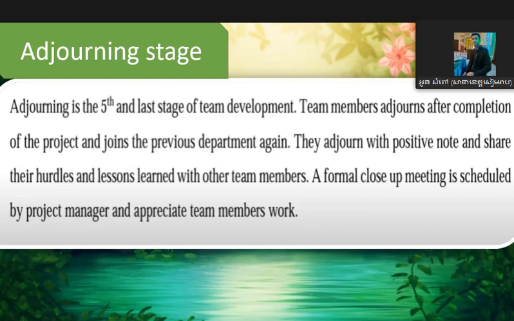Like you see, this one is the last stage of team development. They adjourn on a positive note and share their difficulties and lessons learned with others in the group or in the team.